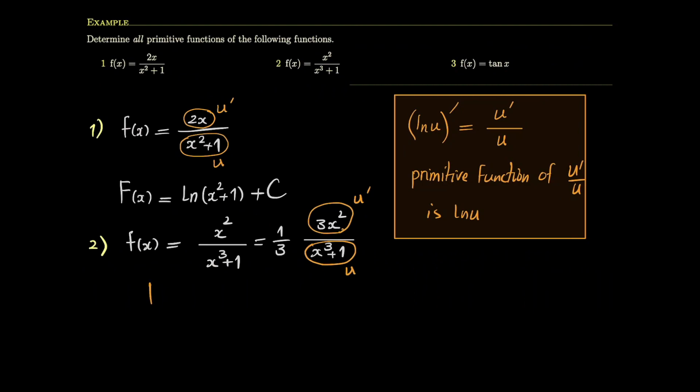So if I ask you what is capital F here, what is your answer? It is 1/3 ln of u, which is x to the power of 3 plus 1. To be honest here, I have to put the absolute value. In the previous one, I really didn't bother to put absolute value even. Why? Because it's always positive. X squared plus 1 is always positive. Because x cubed plus 1 is not guaranteed to be positive all the time. That's it. Yes? And the last example for today is number 3.